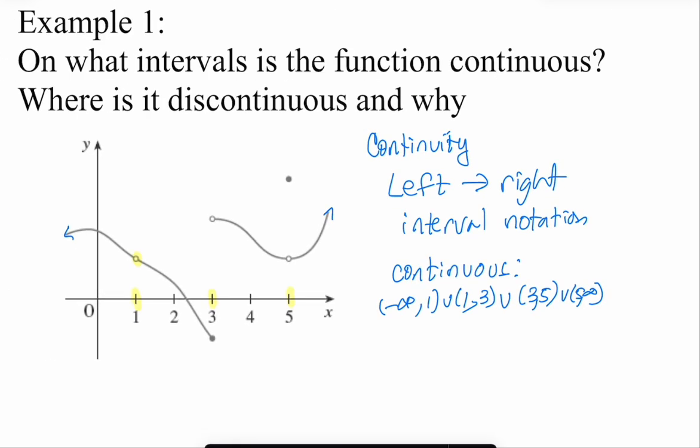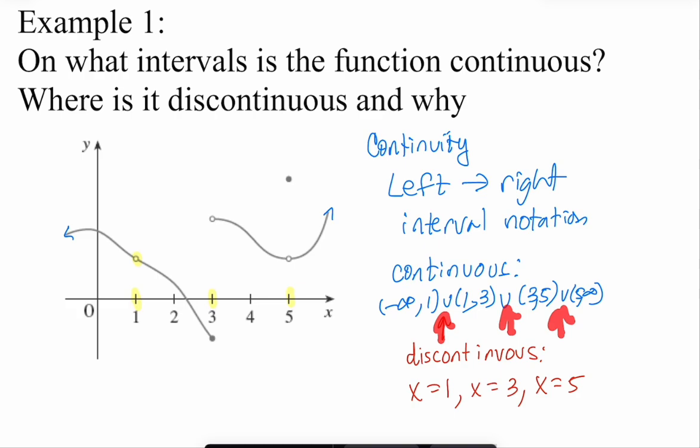Now let's think about when we lifted our pencil. It is discontinuous at the points x equals 1, x equals 3, and x equals 5. We should see that we have skipped 1, 3, and 5. So the discontinuity is at an individual point. It is continuous everywhere else. Does that make sense how the graph works?